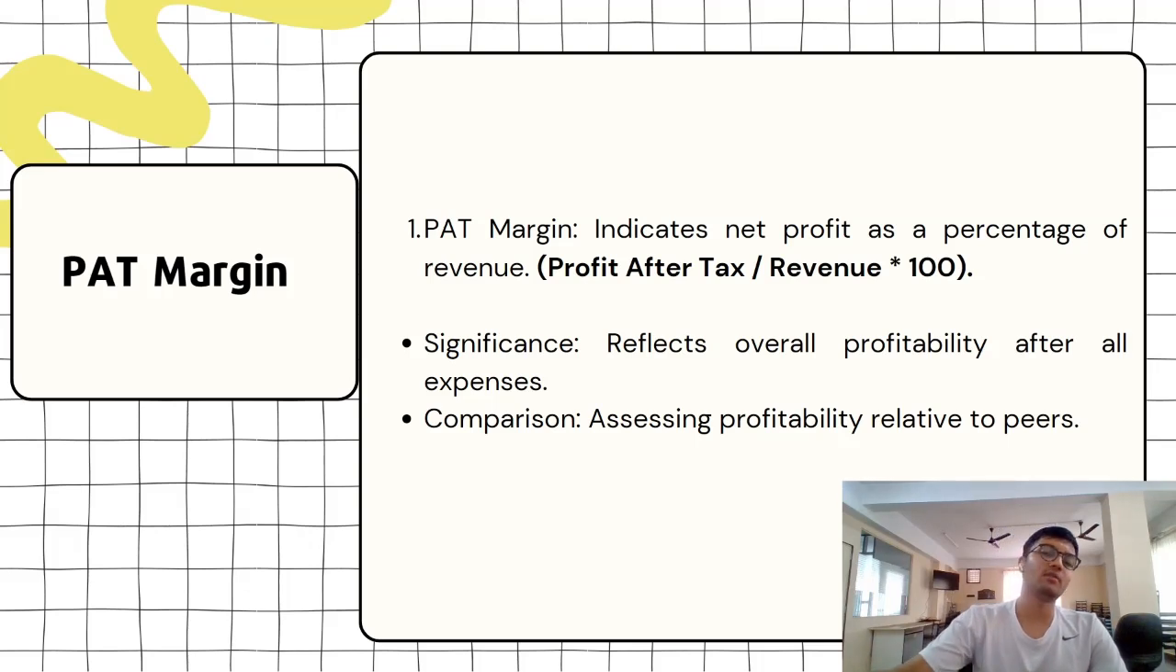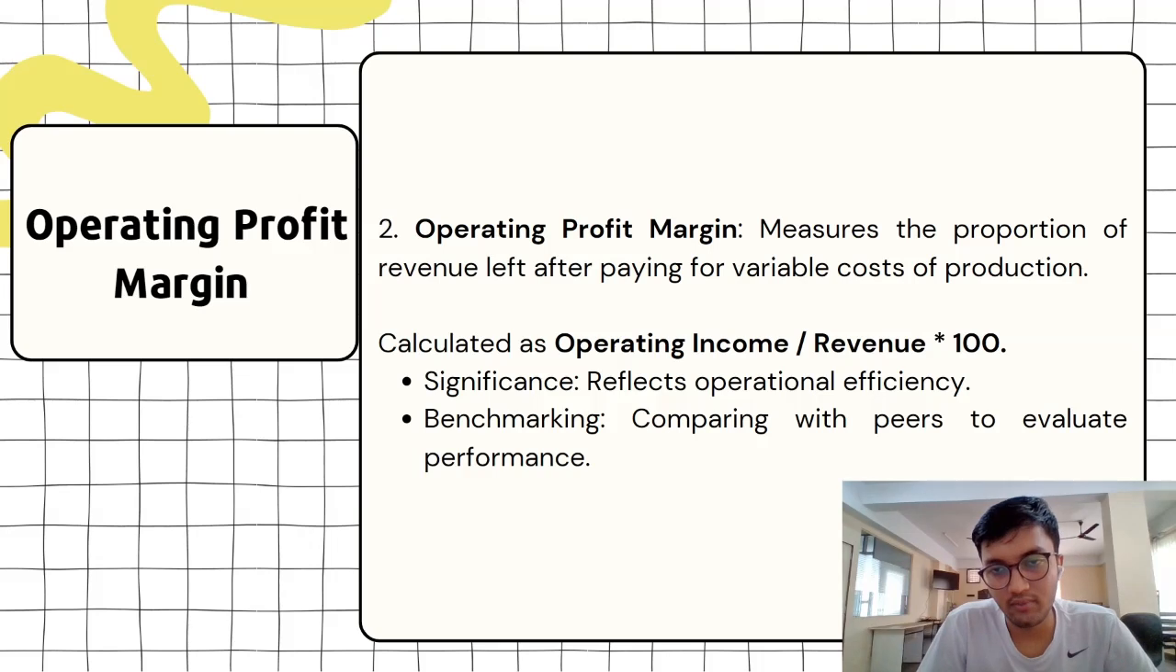Let's say at the end of all the processing, I am able to generate 150 rupees profit after tax. The final profit that I'm taking home is 150 rupees, but I'm selling only one bottle for 1000 rupees. So what will be my PAT margin? My PAT margin will be nothing but 15%. So 150 is 15% of 1000 rupees.